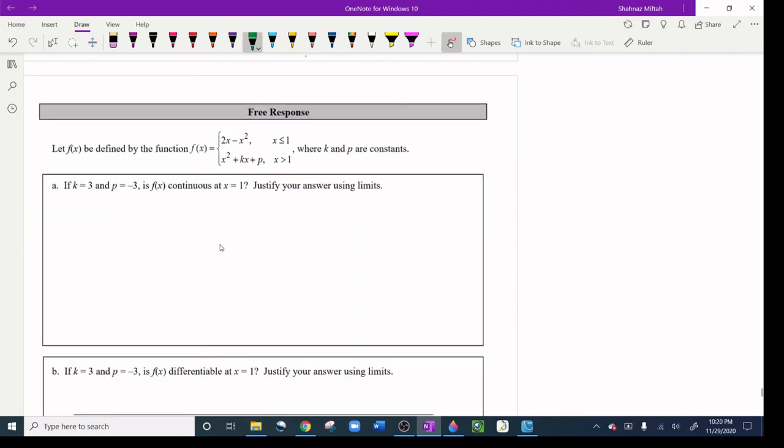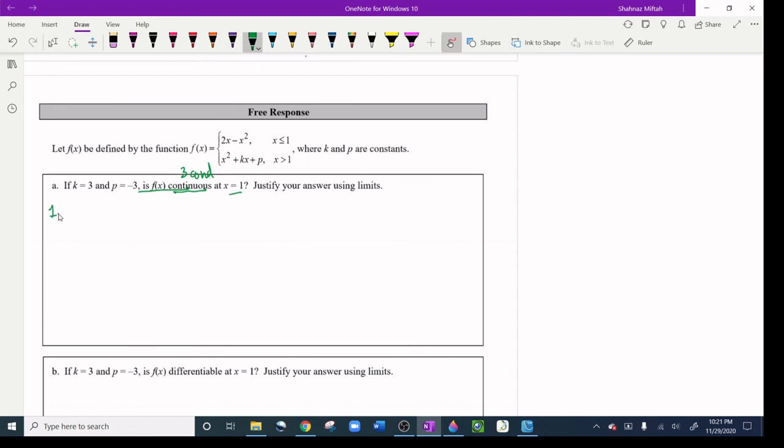Let's do the free response questions. No calculator, like they said. So I'm not using a calculator. This is a piecewise function where k and p are constants. If k is 3 and p is negative 3, is f of x continuous? Is f of x continuous, which means I have to check 3 conditions at x equal 1.